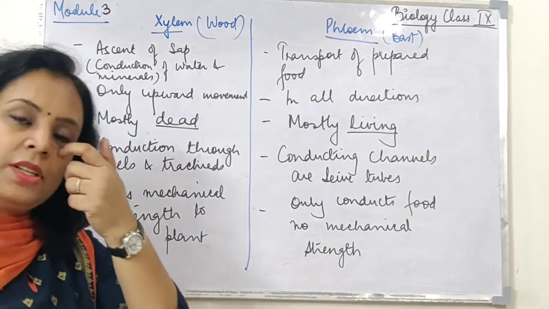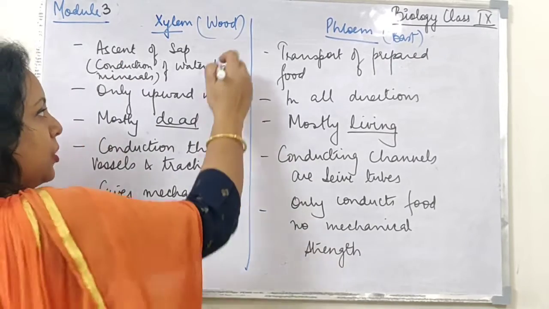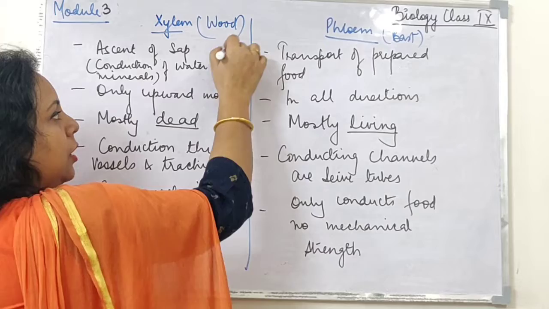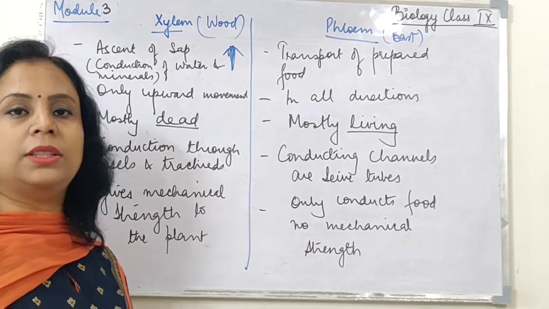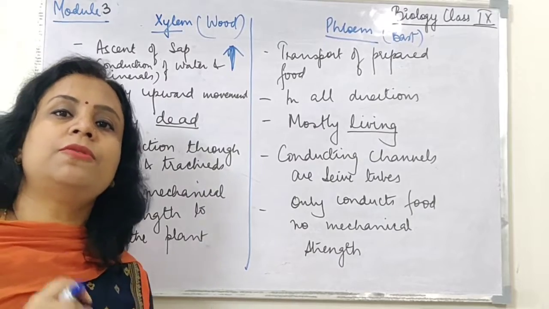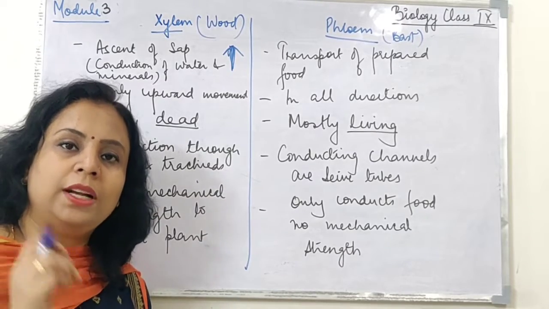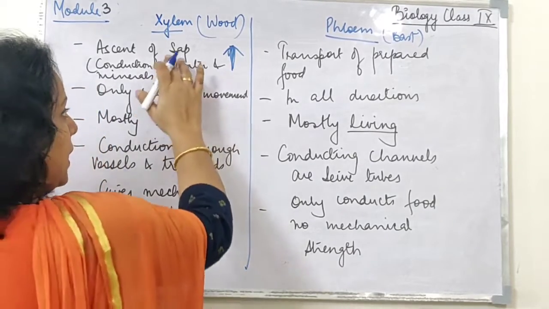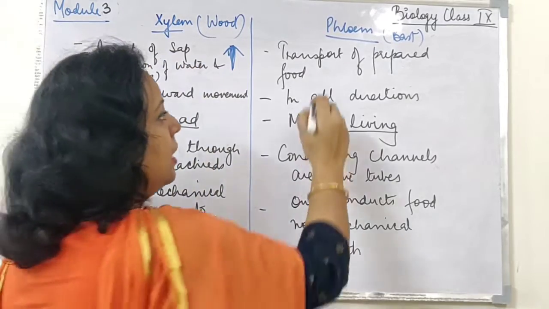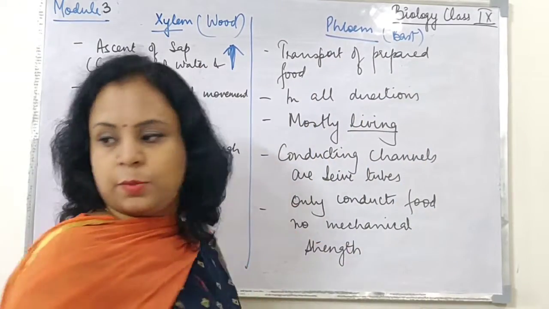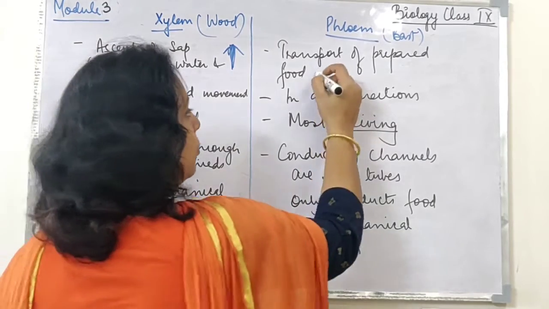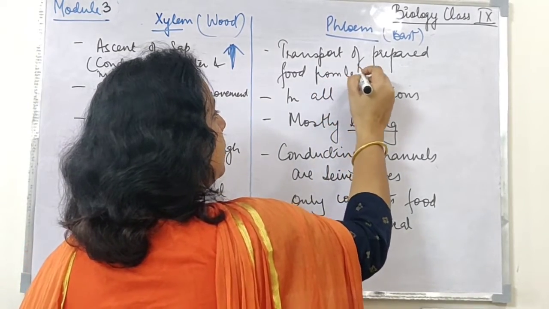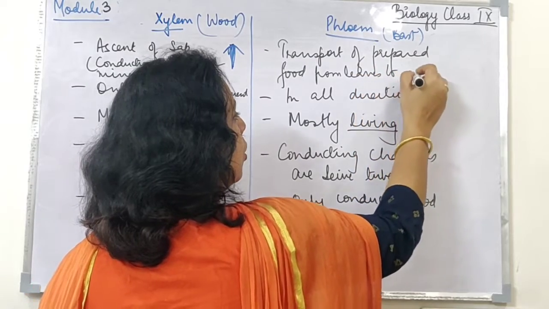Now xylem is responsible for the upward conduction of water, which is known as ascent of sap. The technical, biological term for the upward movement of water and minerals from the soil to the leaves is known as ascent of sap, while the phloem is responsible for the transport of prepared food from leaves to all parts.